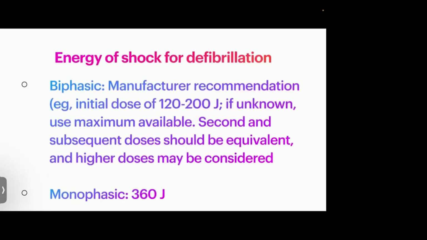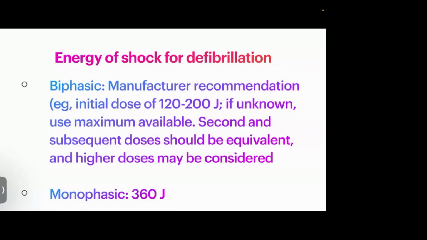Now, how do you go for the synchronized cardioversion? In synchronized cardioversion, the energy of the shock is different from defibrillation and is much lower. For defibrillation, if you are using a biphasic machine, you actually have to go by the manufacturer's recommendation in the manual, if it's there. The usual initial dose recommended by the American Heart Association is 120, and you go on increasing the shock up to a maximum of 200 joules. If it is unknown, then use the maximum available current.